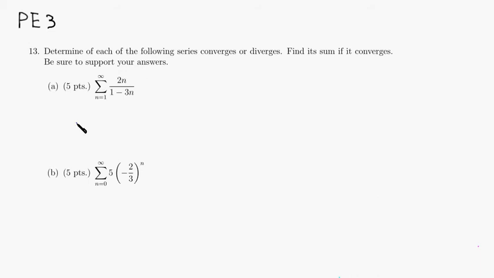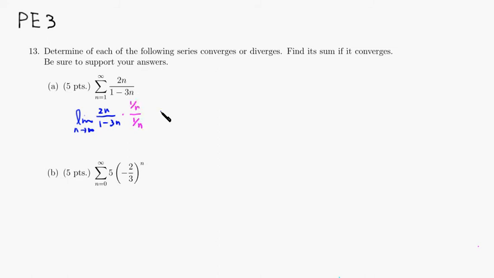So we just take the limit of the sequence first, 2n over 1 minus 3n as n approaches infinity. If you plug in n equals infinity, the numerator goes to infinity and the denominator goes to negative infinity. So we have to do something about that. The trick is to look for the highest power on the bottom, which is the first power. So I'm going to divide top and bottom by n.